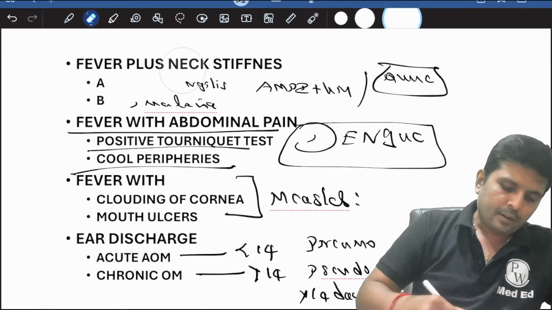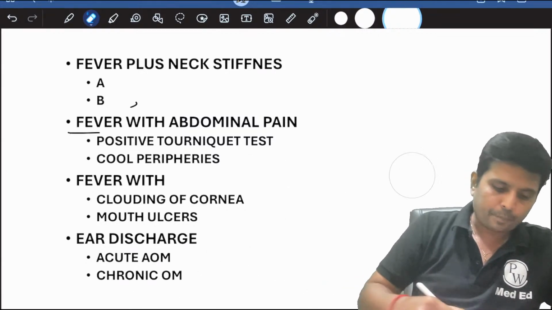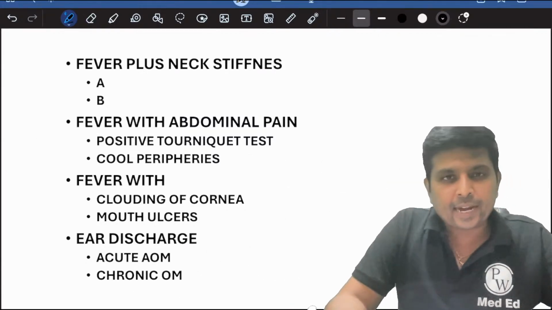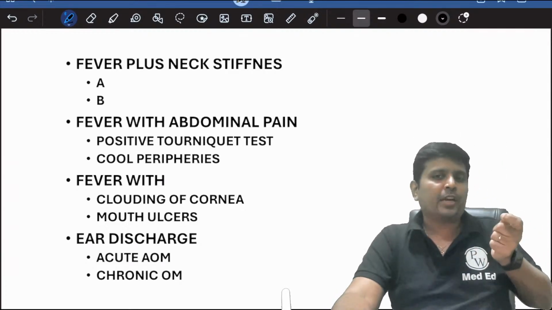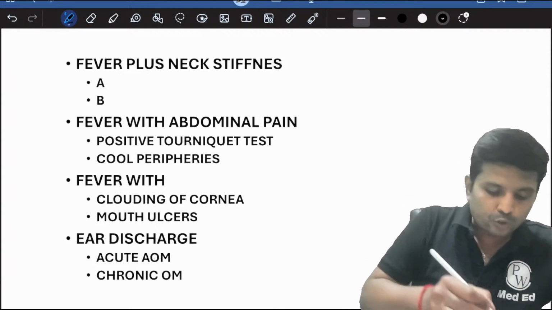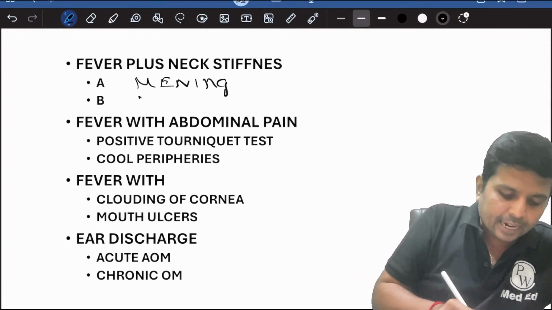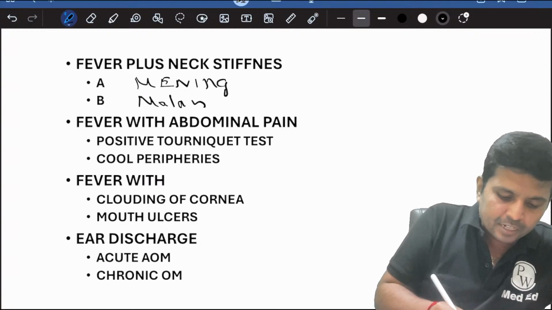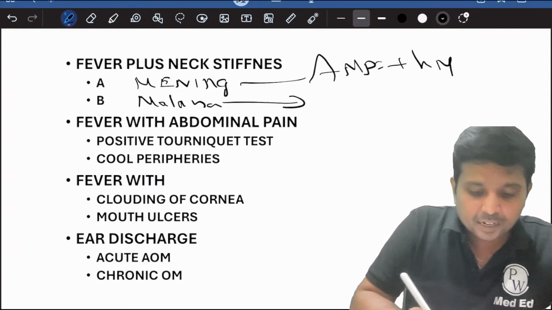Again, IMNCI, fever plus neck stiffness. Whenever you see any child with fever plus neck stiffness, as per IMNCI, only 2 things: either it can be meningitis or it can be malaria. For meningitis, you will start the same ampicillin plus gentamicin. For malaria, you start quinine.